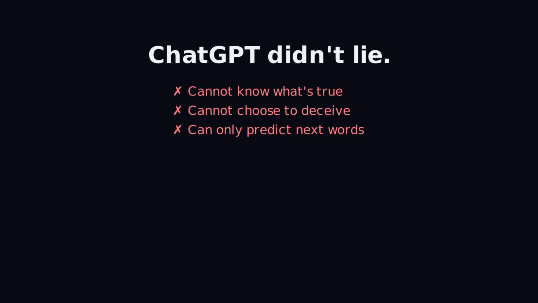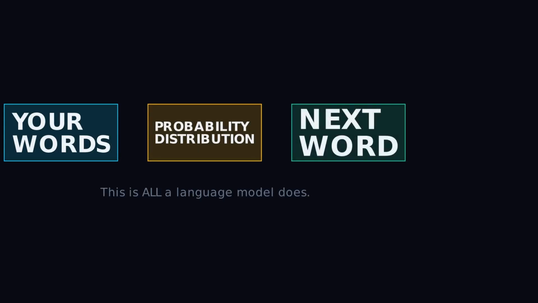It physically cannot lie. Lying requires knowing the truth and choosing to say otherwise. ChatGPT doesn't know what's true. It only knows what words tend to follow other words. It has read the entire internet, but it has no way to check its own work.